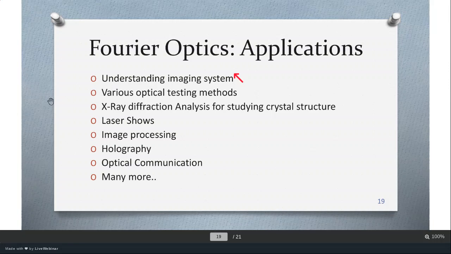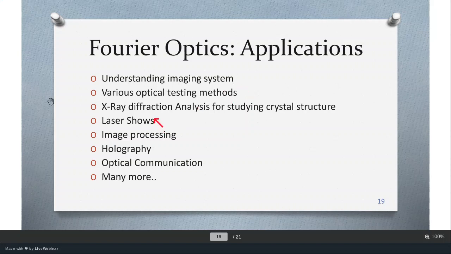So understanding the imaging system more with the Fourier optics, we can actually test various optical components using the Fourier optical analysis. If there are some minute defects inside the optical component, and due to that there is a variation in the phase, we can actually calculate that phase using the Fourier optical analysis.